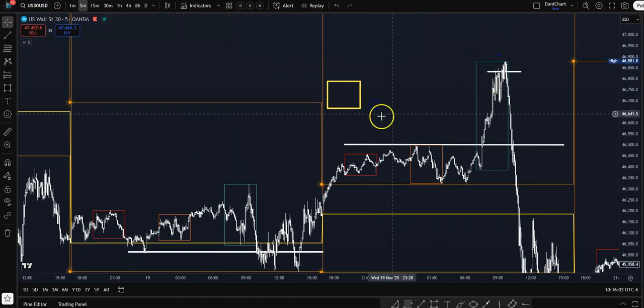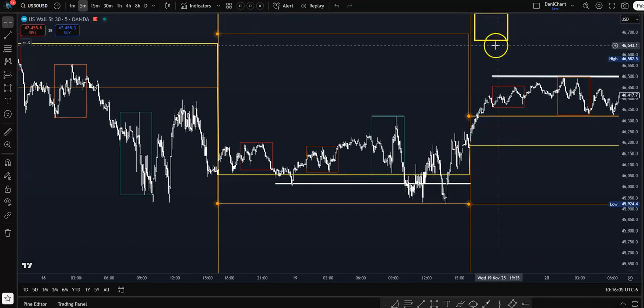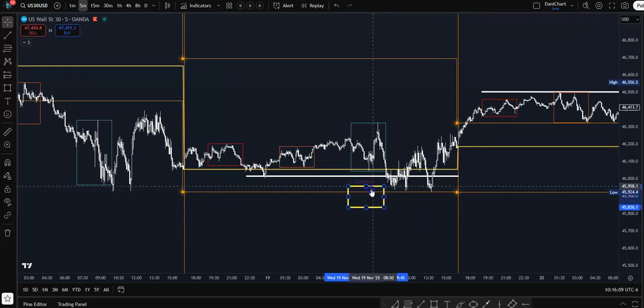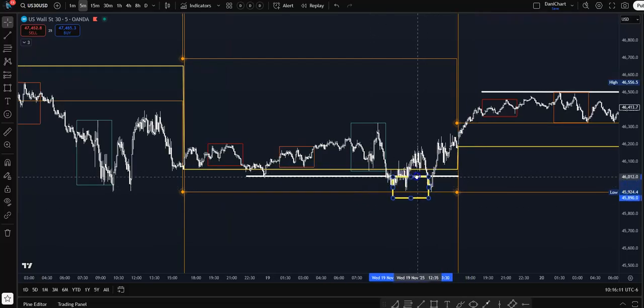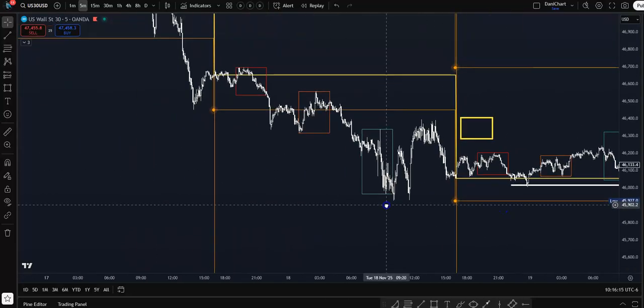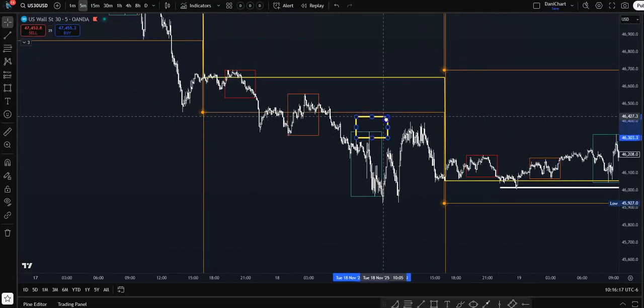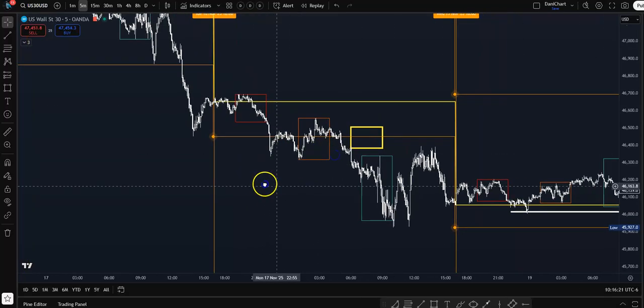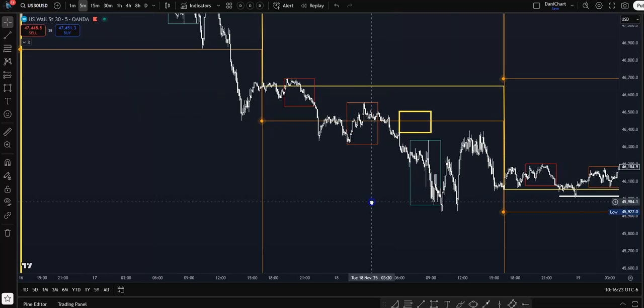Heading into the end of the session, excuse me, they popped the low right here, and they started to work up. Right now, I'm not saying these are the best trade setups or whatever, but I'm just showing you guys, just so you can see what I'm talking about.